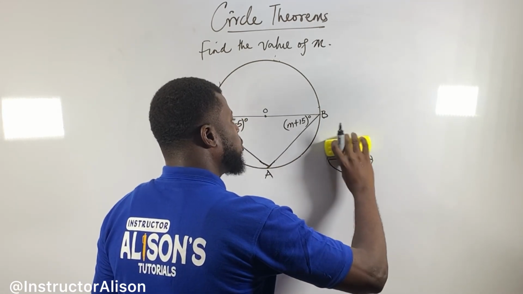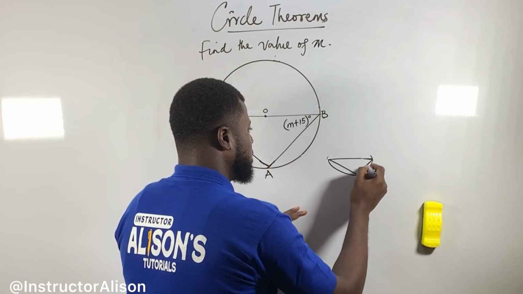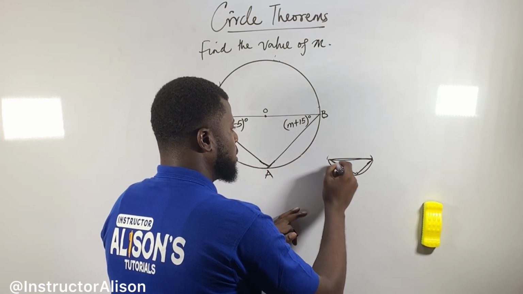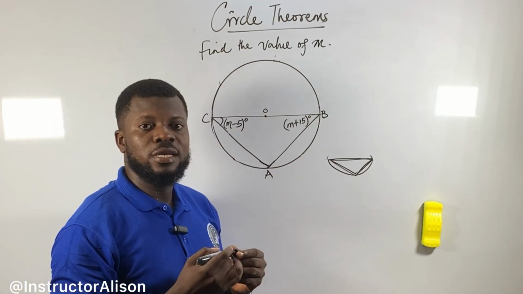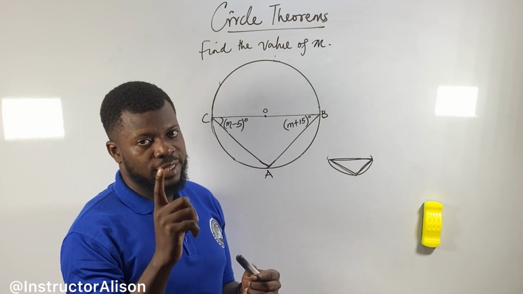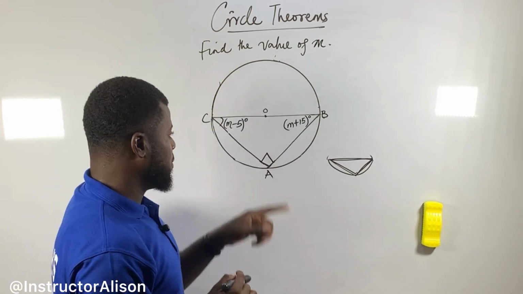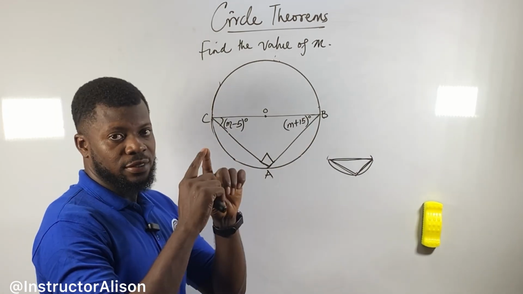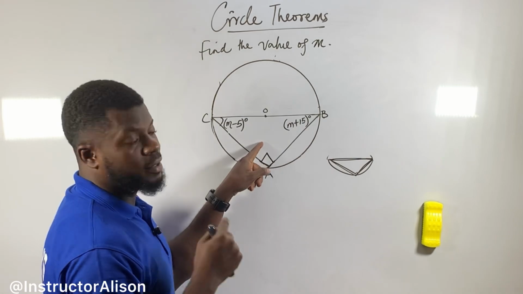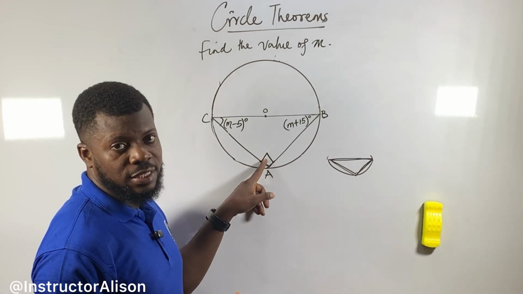So when I say the angle in a semicircle, it means that if I get an angle here like this, the angle in a semicircle is equal to 90 degrees. So this particular angle is 90 degrees. If it is 90 degrees, instead of seeing it as just a triangle, you can call it a right angle triangle. You understand? Because this particular point is 90 degrees.